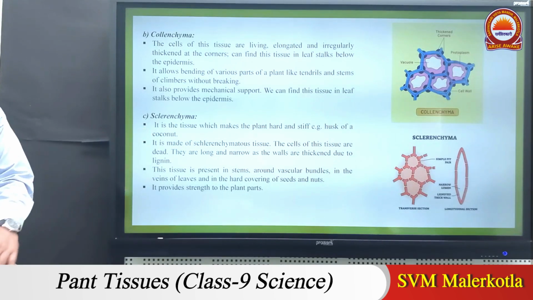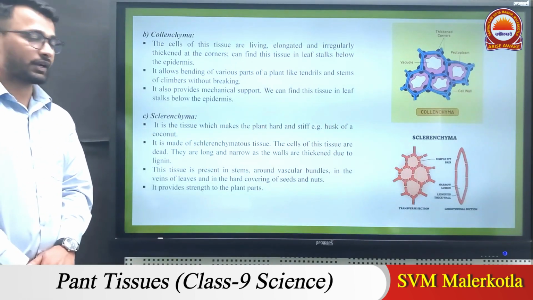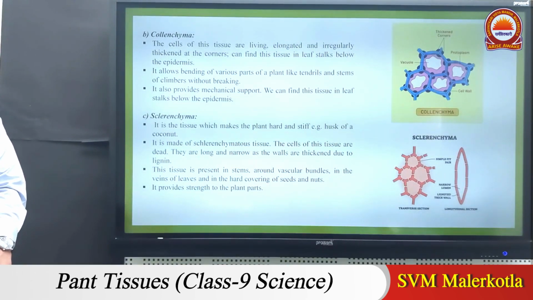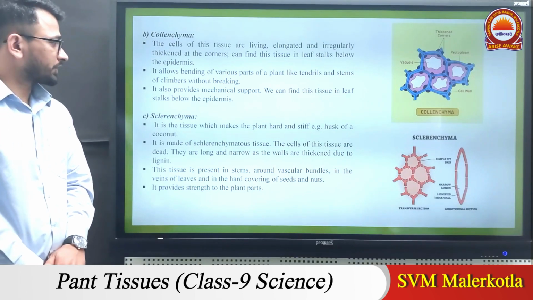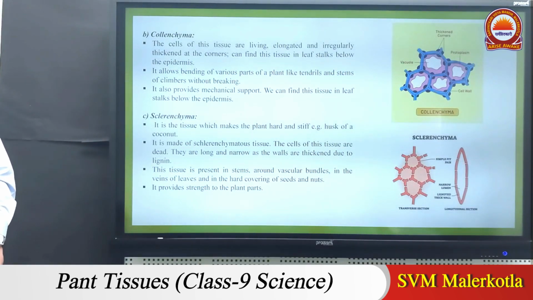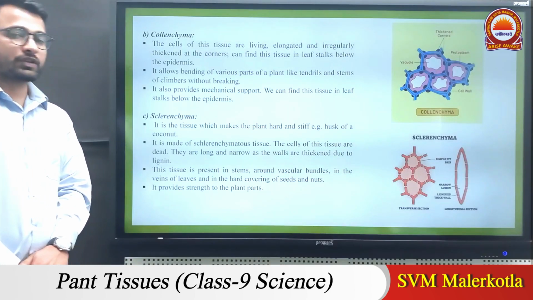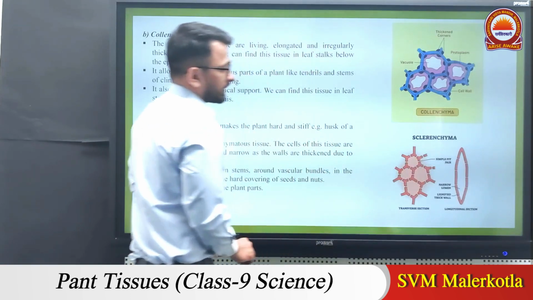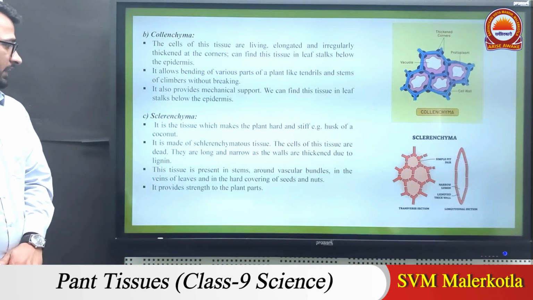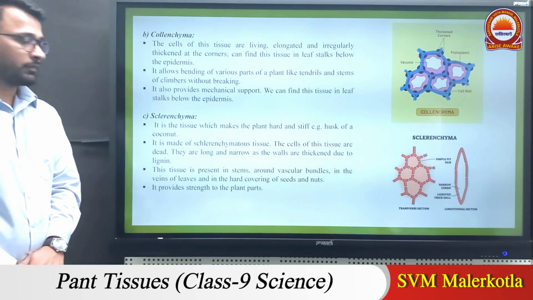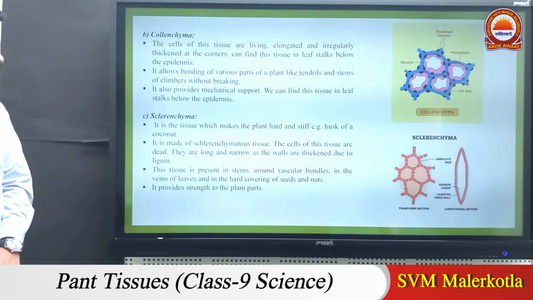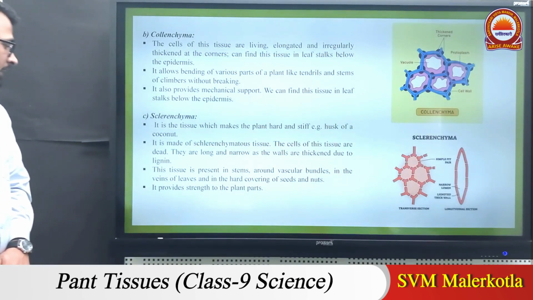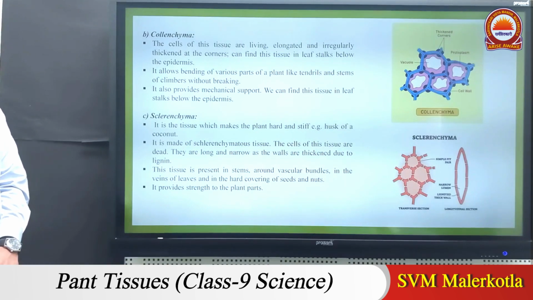And lastly, sclerenchyma tissues. It is the tissue which makes the plant hard and stiff. Example, the husk of a coconut. It is made up of sclerenchymatous tissues, and the cells of this tissue are actually dead, long and narrow, as walls are thickened due to the presence of lignin. It means lignification takes place in these cells. Lignin will be deposited in these cells. This tissue is present in the stem, around vascular bundles, veins of leaves, and in the hard covering of seeds and nuts. It provides strength to the plant parts.